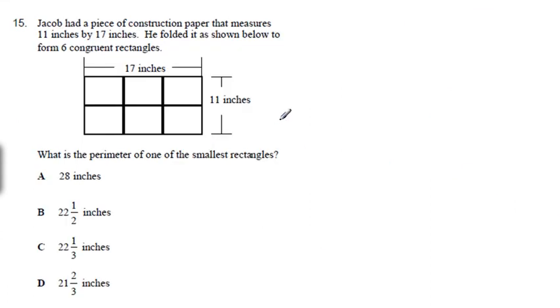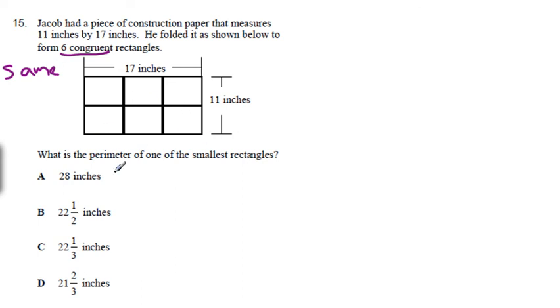Alright, 15. Jacob's got a piece of construction paper that measures 11 by 17. He folded it to form 6 congruent rectangles. Remember, congruent means same shape, same size. So they're all the same. Each of these is exactly the same size.